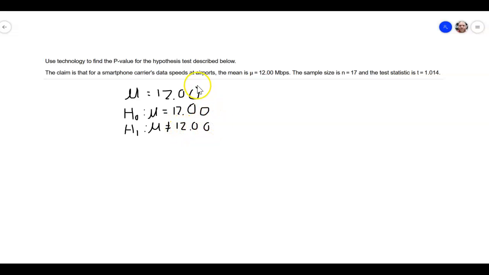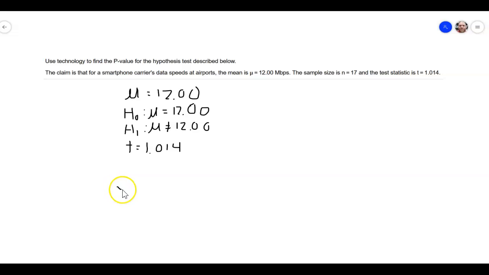What they want us to do is take the test statistic. Remember, that's the critical value for our t, which they give to us. We don't have to find it, and we don't have to use the formula or our calculators to find it. They just give it to us, and they want us to take this and find the p-value. So what does that mean?